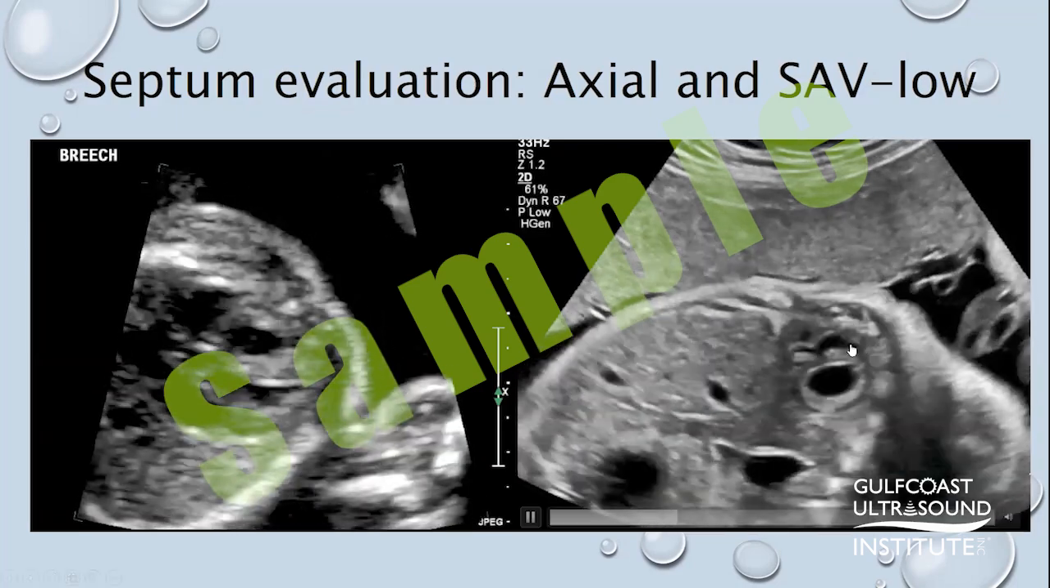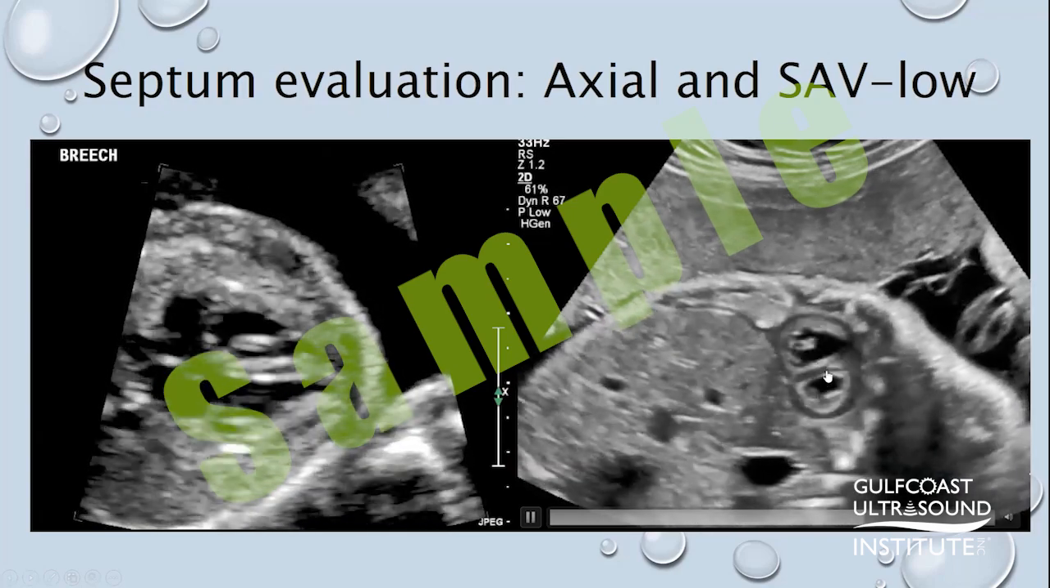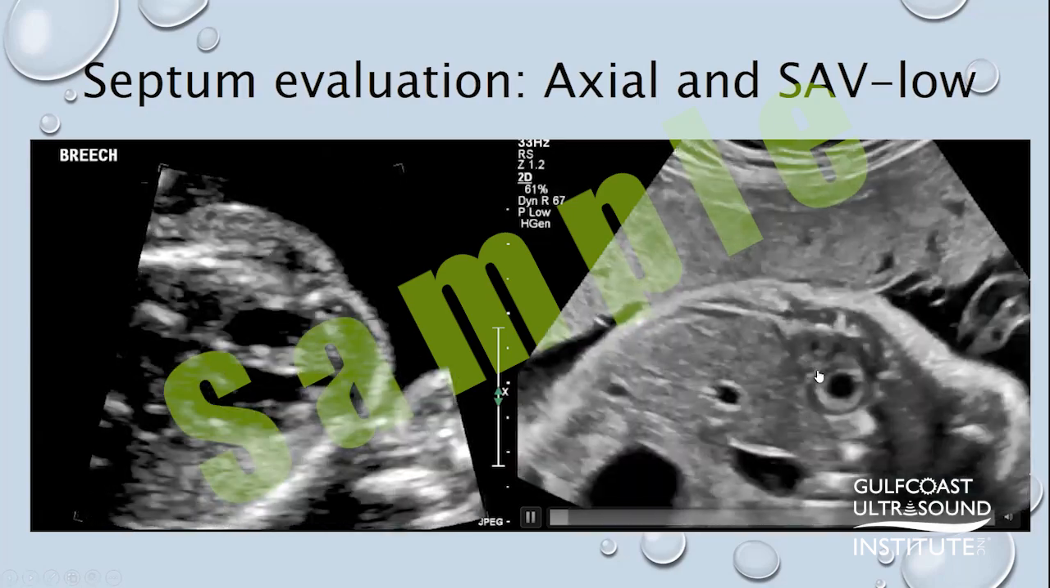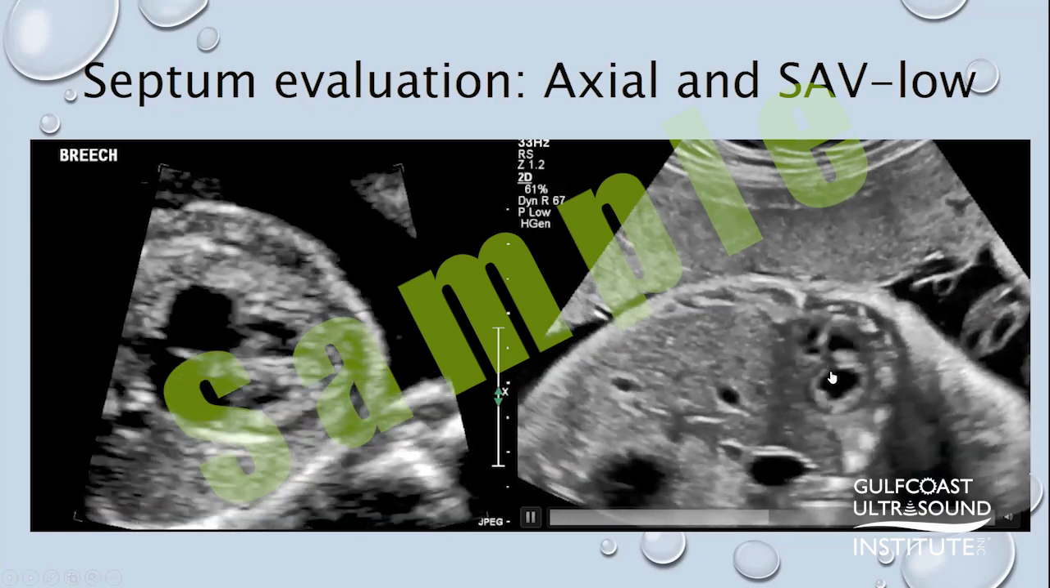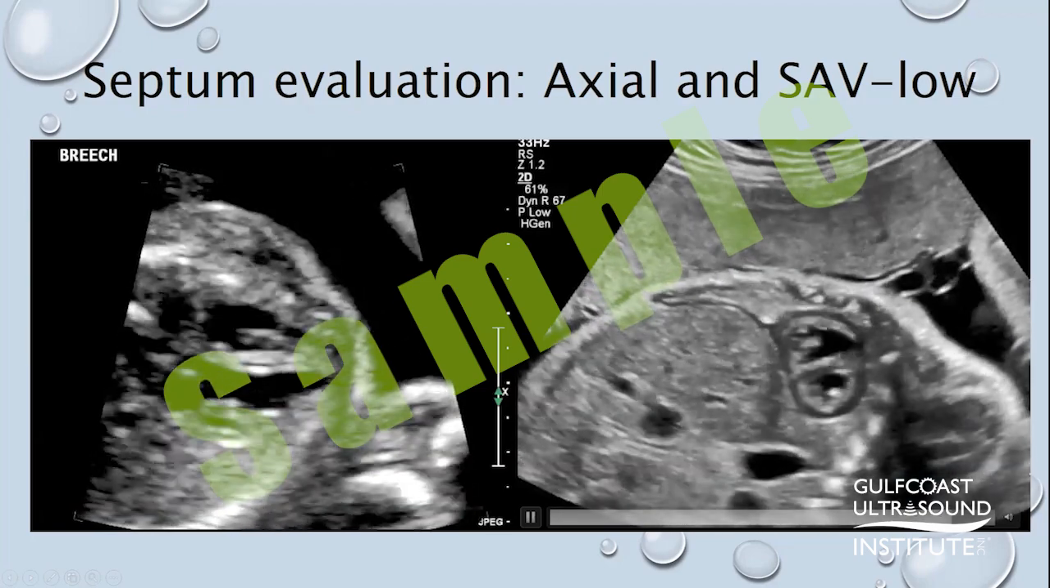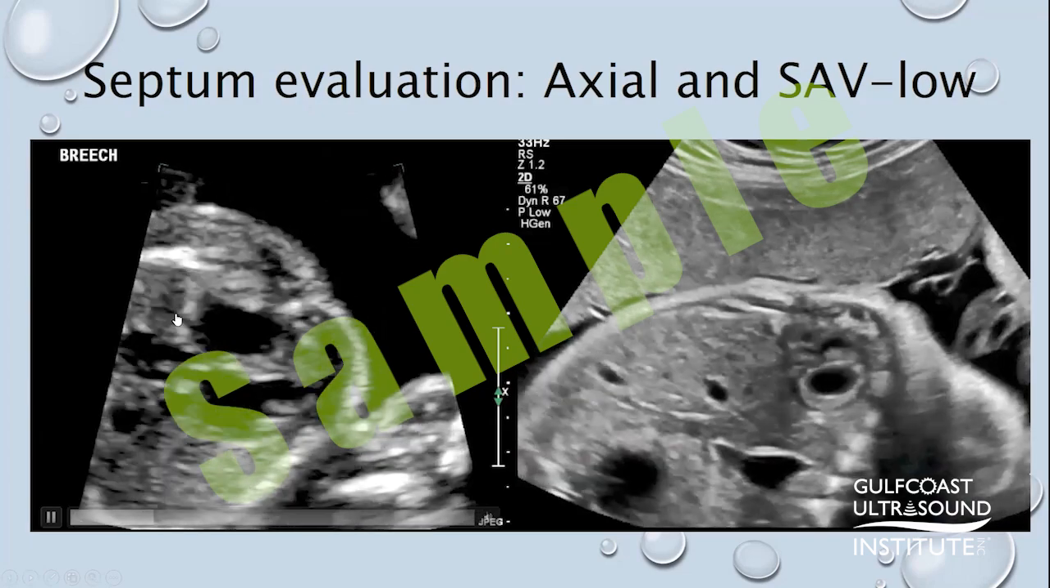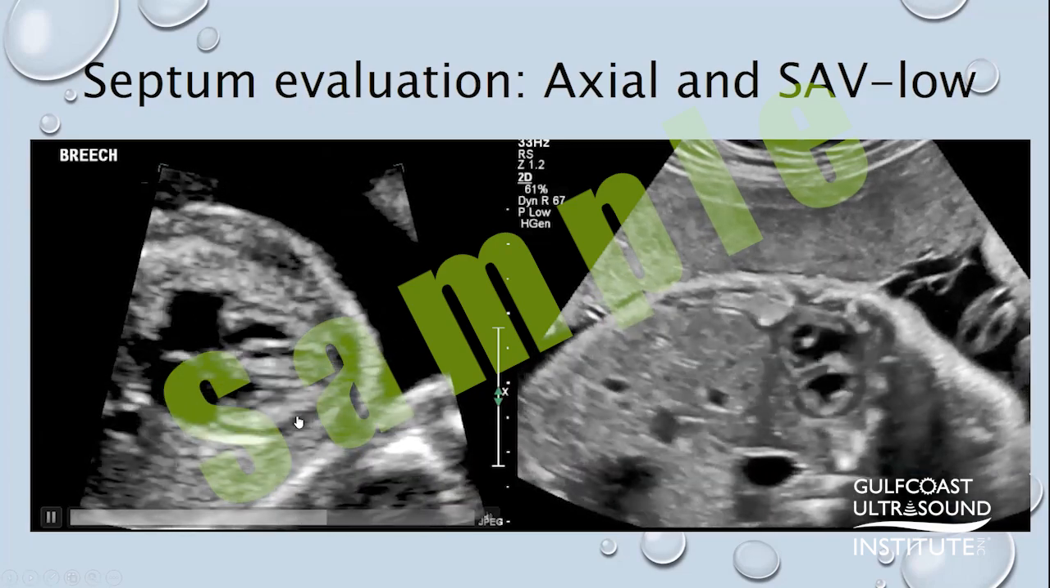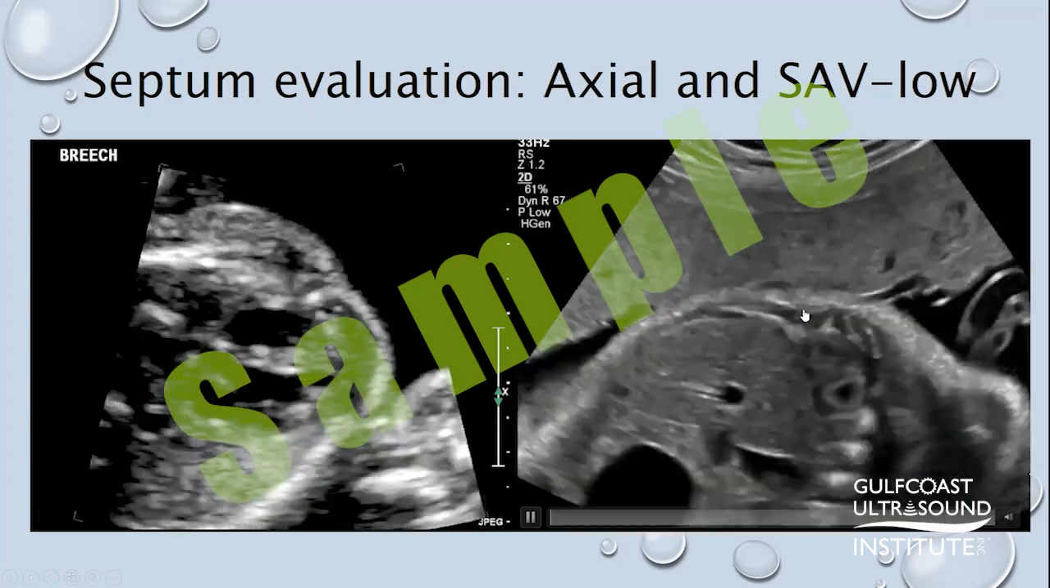And then this is that short axis low. So you can see right here, even without color, you can see that little dropout, that little defect right there. So getting that evaluation of the septum perpendicular to the septum, and then that short axis low.